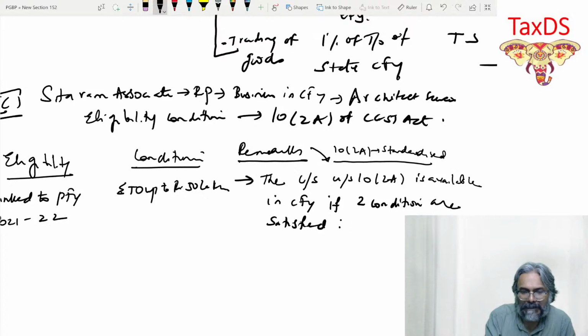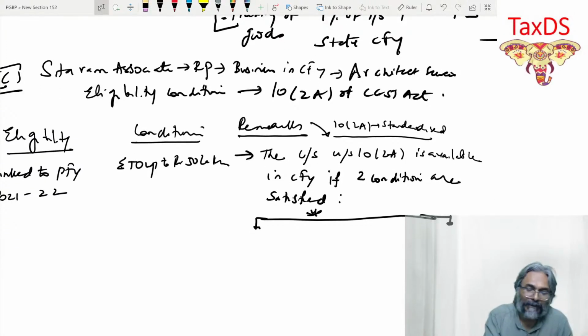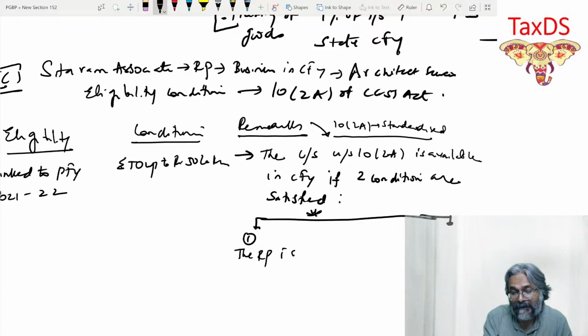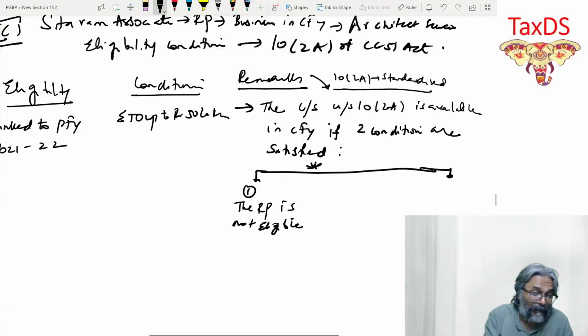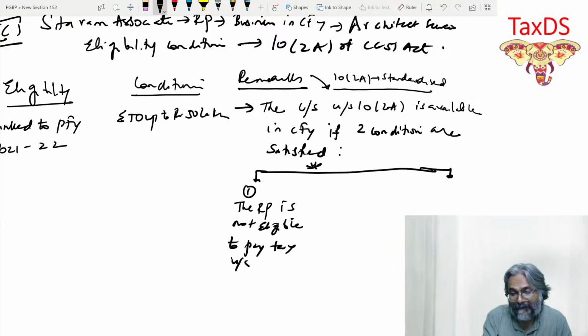If two conditions are satisfied, which are those two conditions? Are you aware of the two conditions? You are only aware of one condition, aggregate turnover. No, there is one more condition, students. And what is that condition? The registered person is not eligible to pay tax under section 10-1 and 10-2. Always write this.